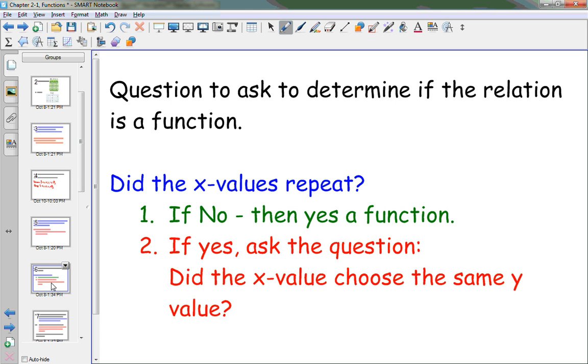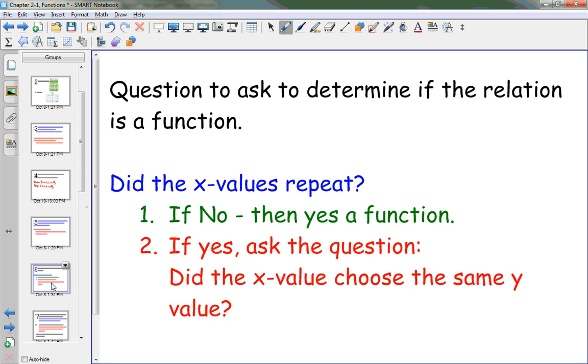And that is: did your x value repeat? In other words, did Tristan, who is my x value, repeat and choose both ice cream and candy? If he chose both ice cream and candy, then he is no longer allowing our relation to be a function because he's greedy. Do we understand that? So we need to ask ourselves, did our x values repeat? If our x values repeated, then it's not a function. But if they did not repeat, then it is a function.